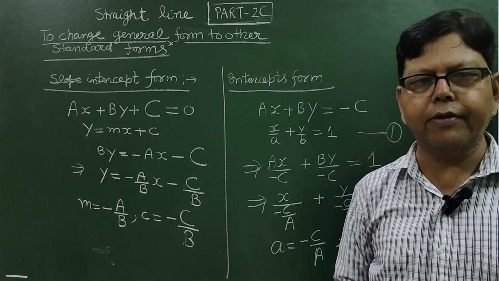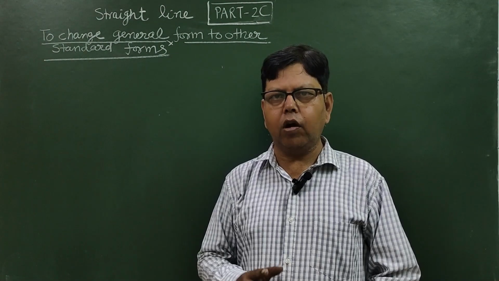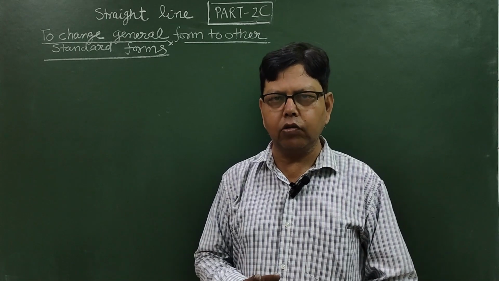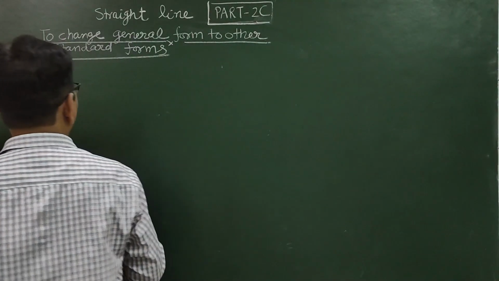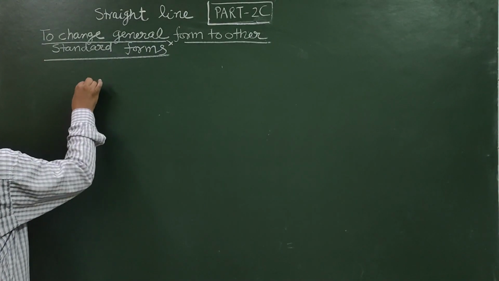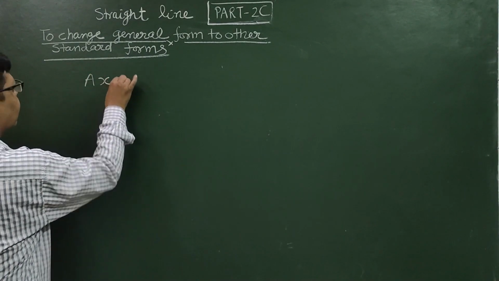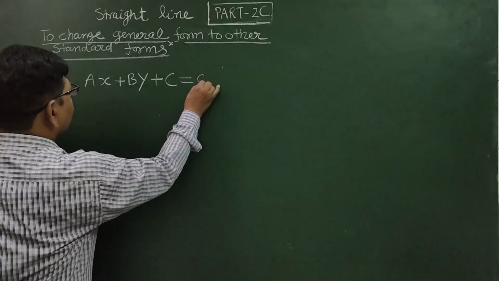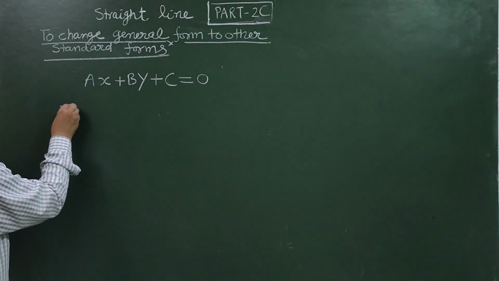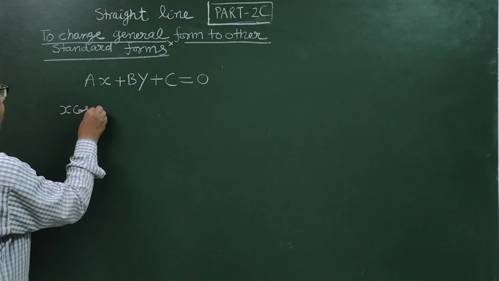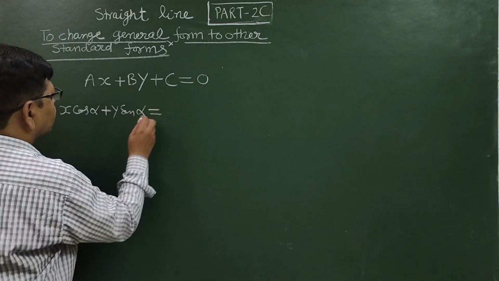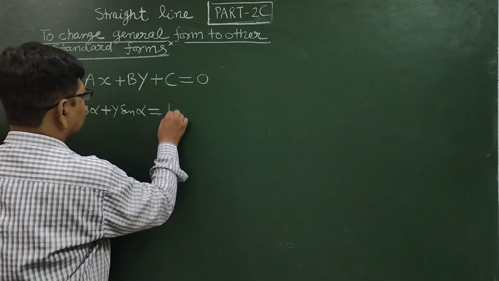One more form is left now. I will tell you how to convert the general form to normal or perpendicular form. General form is Ax plus By plus C equal to 0, and normal or perpendicular form is x cos alpha plus y sin alpha is equal to p.